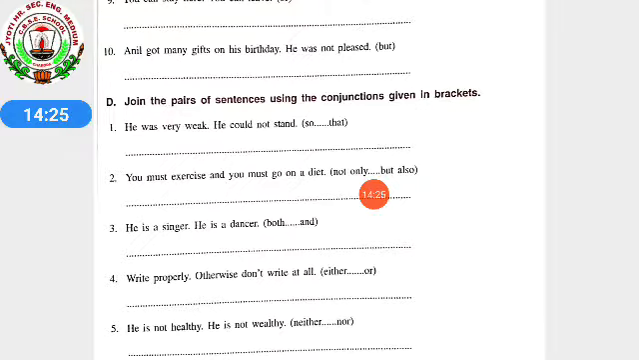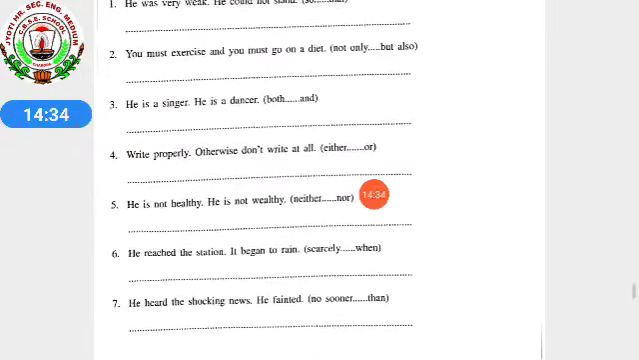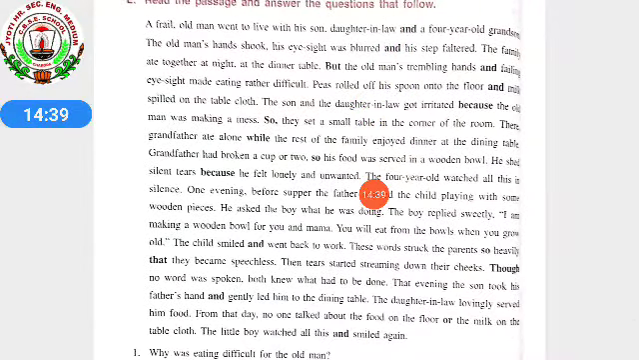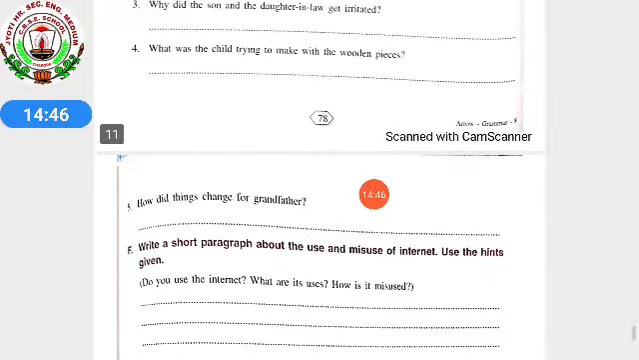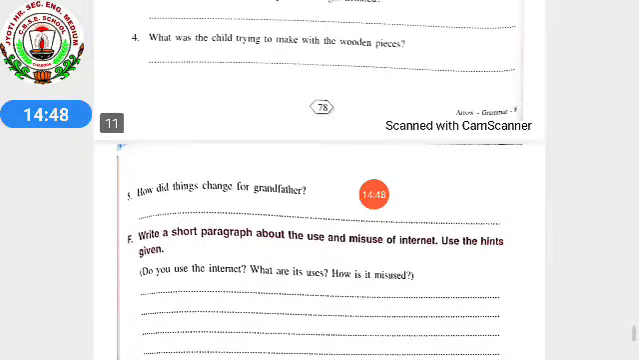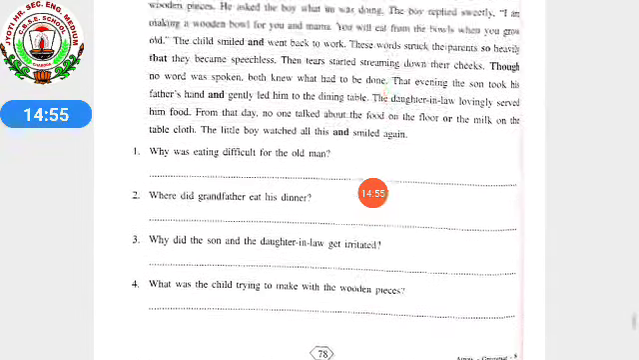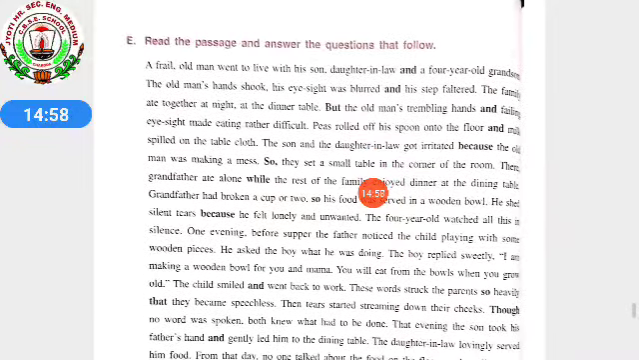Third one, he is a singer, he is a dancer. So it will be, he is both a singer and a dancer. Okay. Till 7 you have to do by yourselves. Again, unseen passage. So I'll be reading this big unseen passage for you. Then you people have to solve it by yourselves. And a short paragraph about the use and misuse of internet. This will be your homework. Understood? So let me read the paragraph for you.